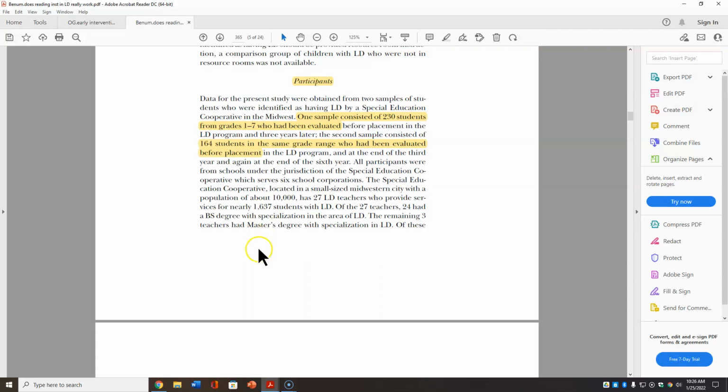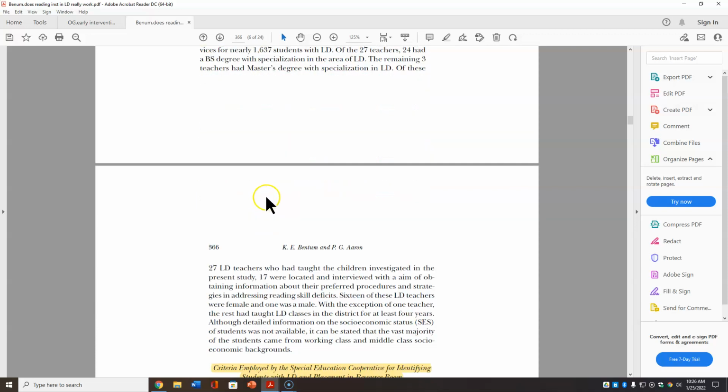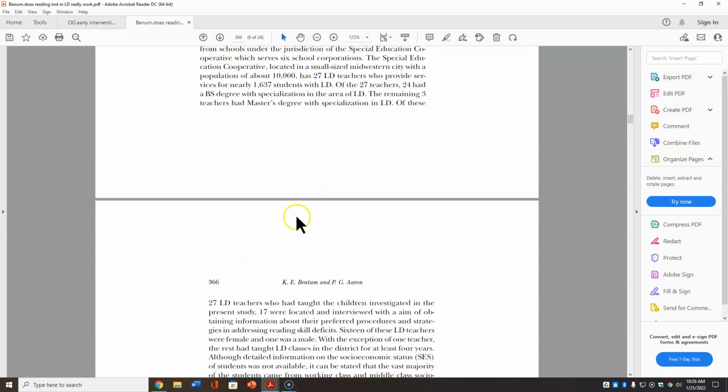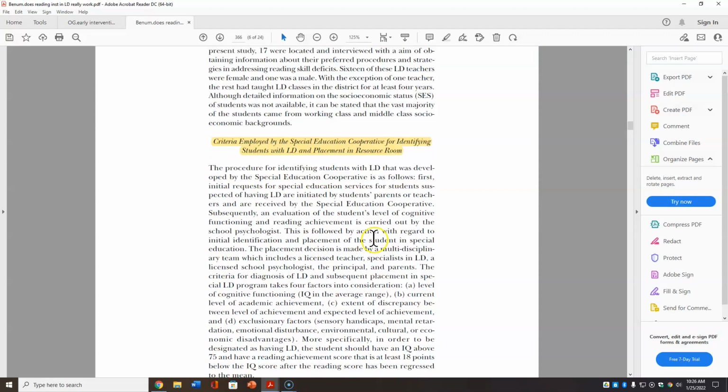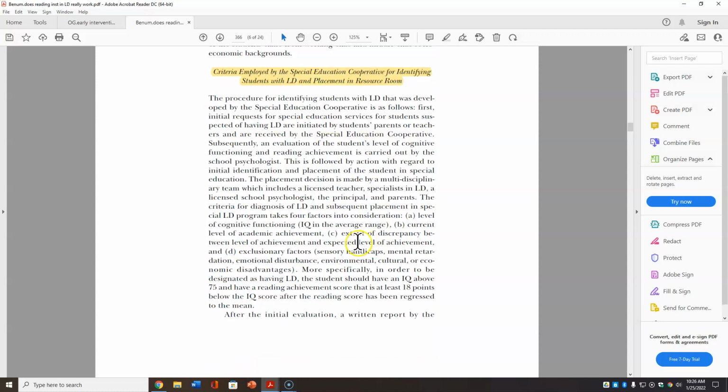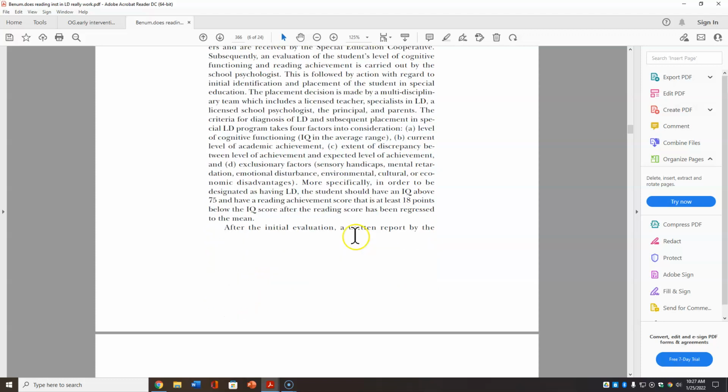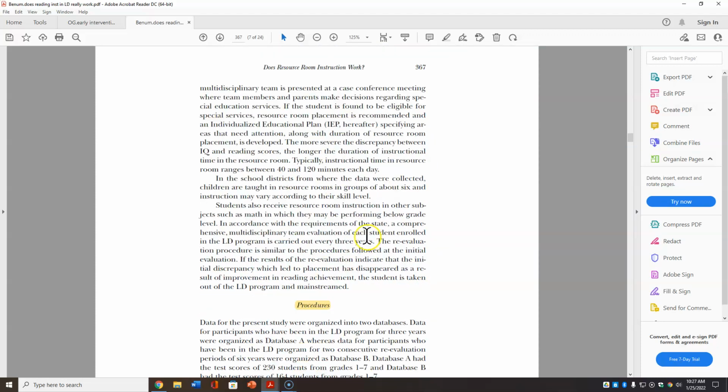So this is what we look for with participants often. Are the sample sizes equal? Is it a self-selected population or some such thing? This is when we go back and play detective. All right, criteria employed by special education. Oh, I may want to go look at that. That's always of interest, to see how students are selected and identified for placement. But I'm not going to go into that now. I can go back there.